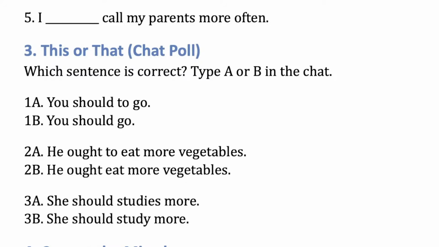Okay, yep. So 2A is the pattern, all right? He ought to eat more vegetables. So ought to, right? That is the modal verb there. He is the subject. Ought to, that's our grammar word today. And then eat is our base verb. He ought to eat more vegetables. So the answer is 2A.